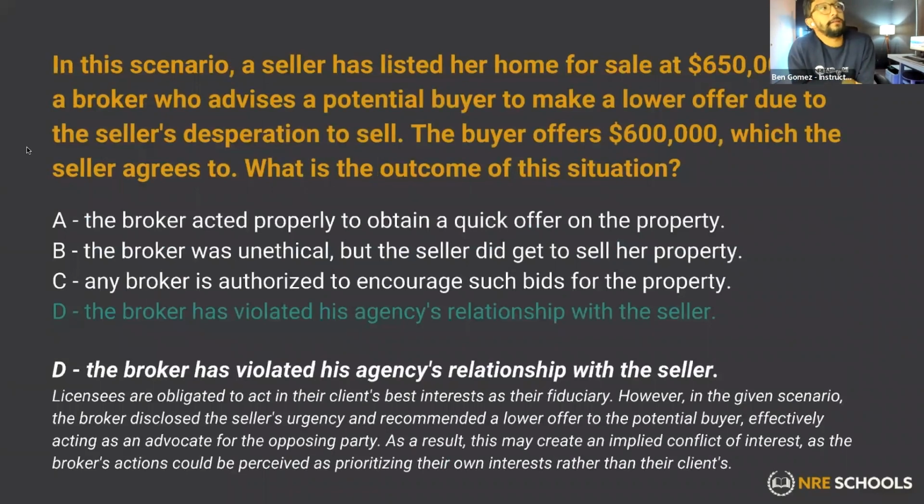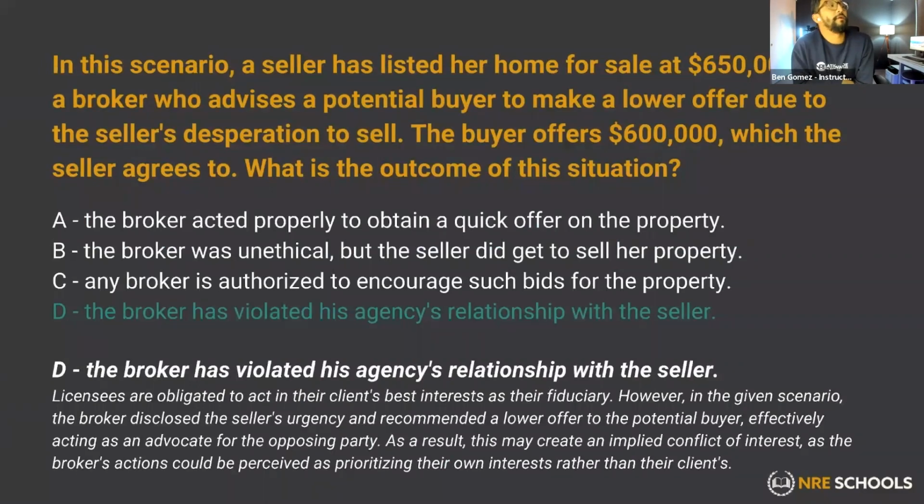In this scenario, a seller listed a home for $650,000, and a broker advises a potential buyer to make an offer lower due to the seller's desperation to sell. The buyer offers $600,000, which the seller agrees to. What is the outcome of the situation?